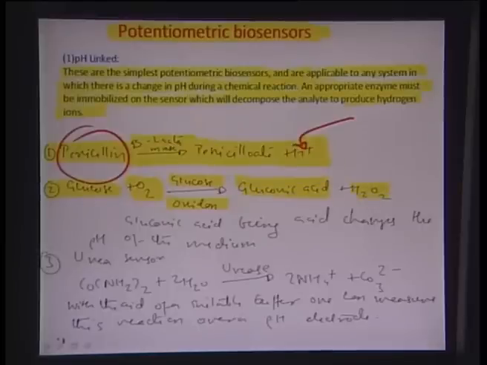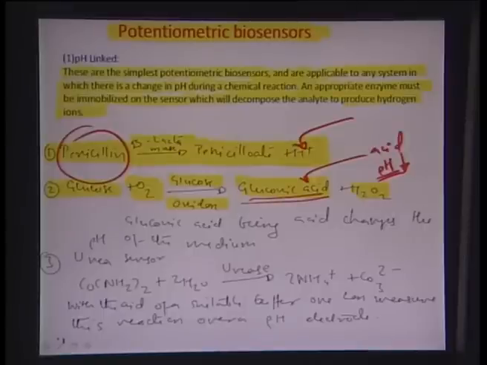Now, gluconic acid being an acid would essentially change the pH of the medium. So, this is an acid, and so it would result in a decrease in the pH of the medium because of an increase in the hydrogen ion concentration, and therefore we can safely assume that the glucose concentration can be deciphered by looking at the pH based on the formation of gluconic acid, okay.